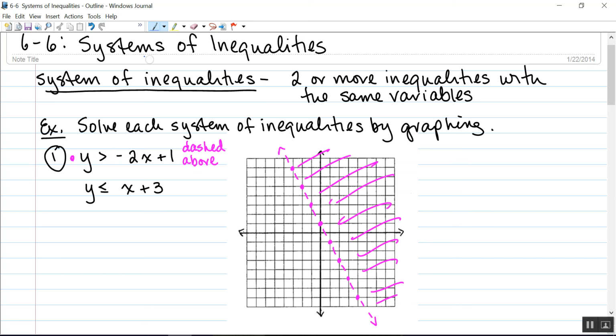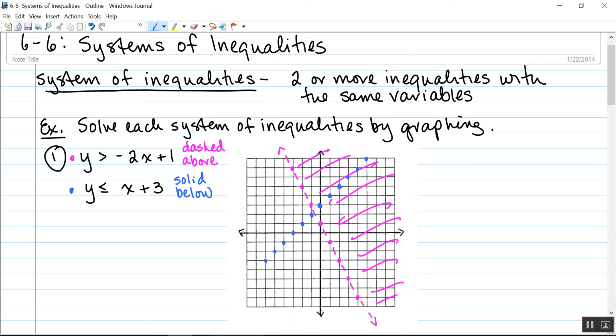Let me do my second inequality in blue. This is a less than or equal to, so this one's going to be solid because it's that or equal to. And since it's a less than, it's going to be below. So let's start at 3 on the y-axis. My slope is 1, so that means up 1 and right 1, or down 1 and left 1.